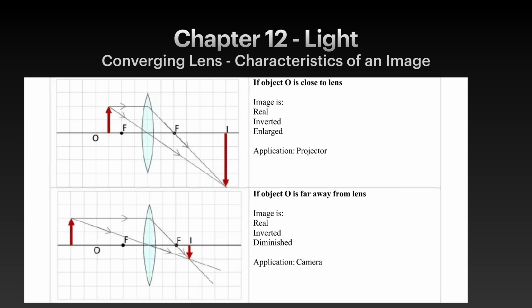As a part of the IGCSE physics syllabus, we will only be considering the characteristics of images formed by a converging lens. If the object is close to the lens but beyond the focal point, the image will be real, inverted, enlarged. The application of this kind of lens is a projector. If the object is far away from the lens, that is, more than twice the focal length, then the image will be real, inverted, and diminished. An application of this is the camera. This is used to focus the image on the sensor of the camera.